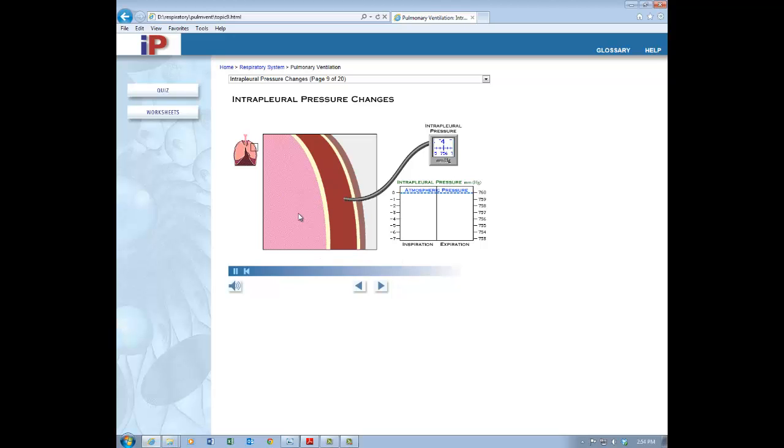Here's a secondary bronchus here, and another secondary bronchus here, and another here, one for each lobe. Here's a secondary bronchus here, and here's another secondary bronchus.